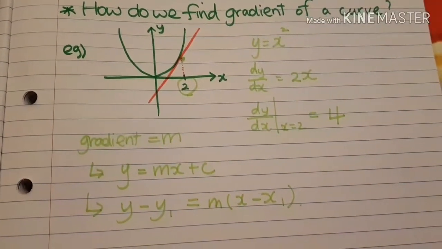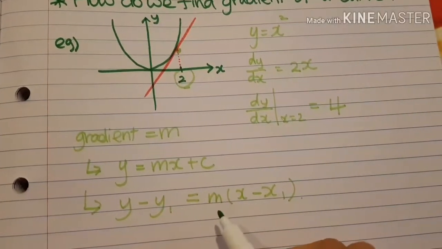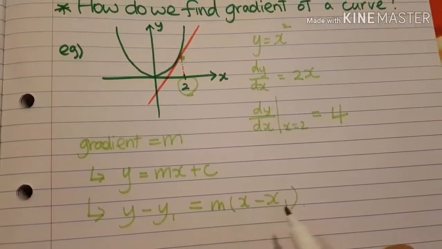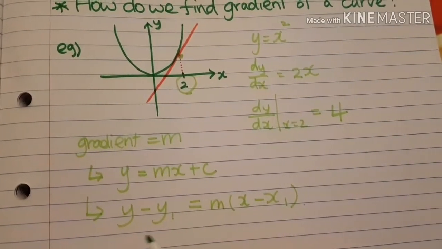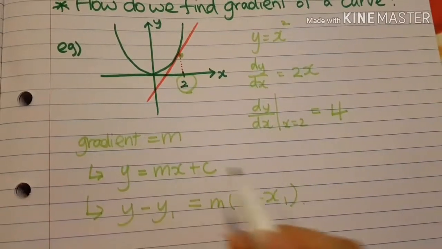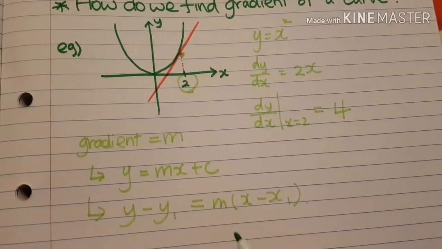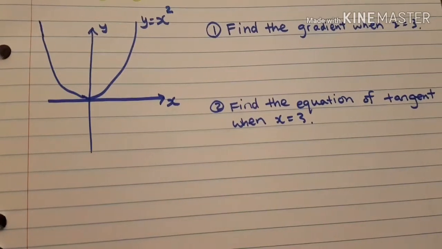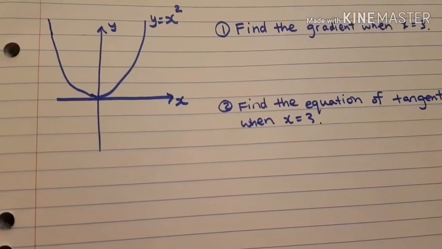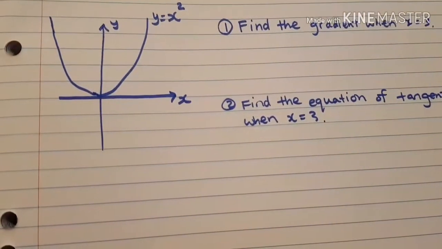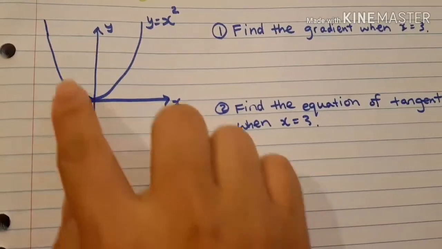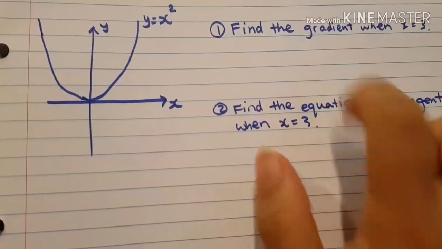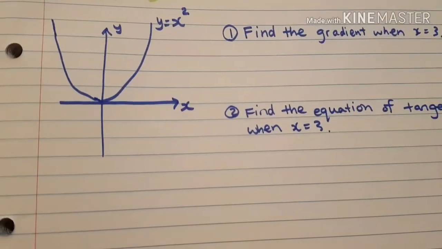It was this one. If I know the gradient and x1, y1, just one coordinate that passes through the line, then I can use this form to calculate the equation of the tangent line. To recap what we have done in past years, let's have a go at two questions. Number 1, I have the same equation, y equals x squared. I want you to find the gradient, this time when x is 3.